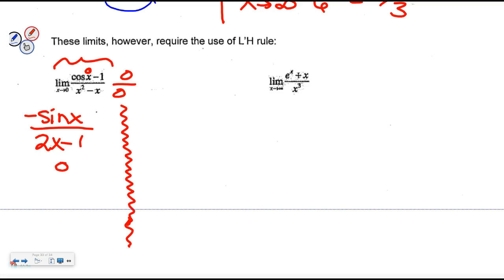Sine of 0 is 0. 2 times 0 minus 1 is negative 1. That's no longer an indeterminate form, so it's my answer. What's my answer? 0. This would earn all the points on a multiple choice question because I would circle 0 and nobody would have any clue. And I'm fast and I'm accurate. Agreed? If it's an FRQ, you would get only 1 of 3.